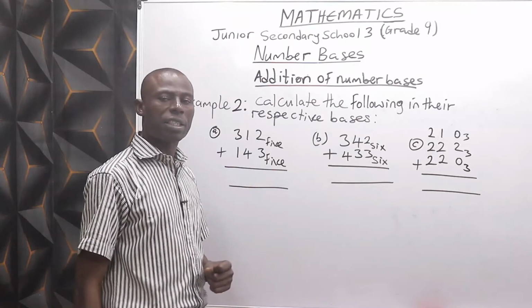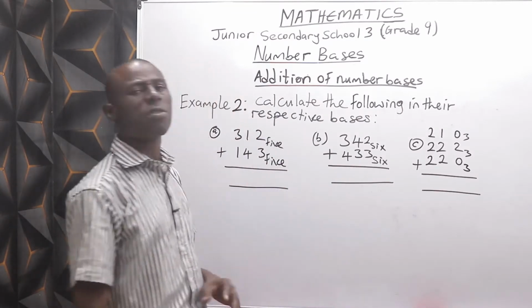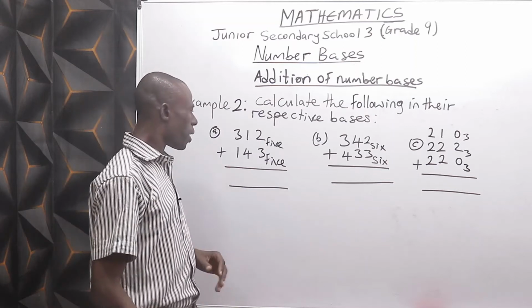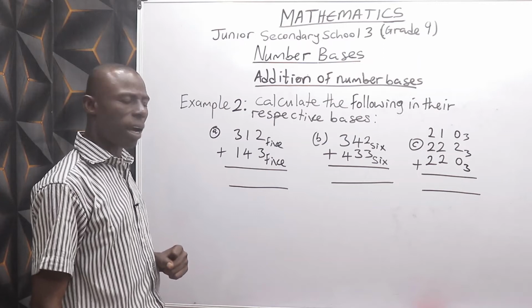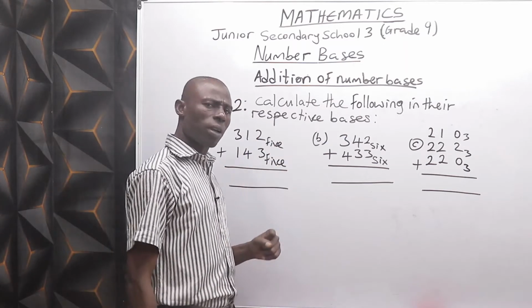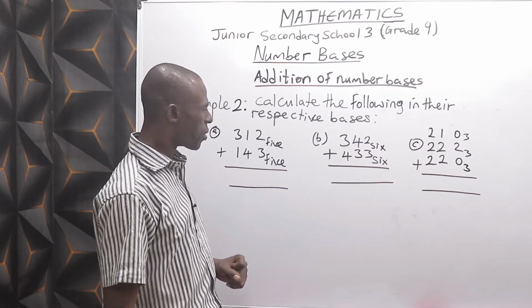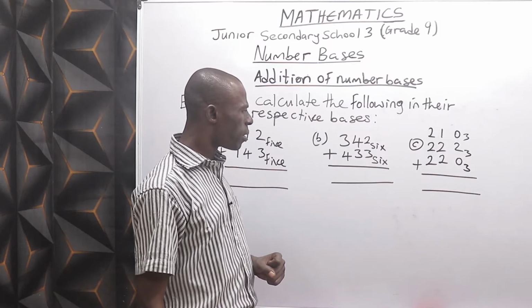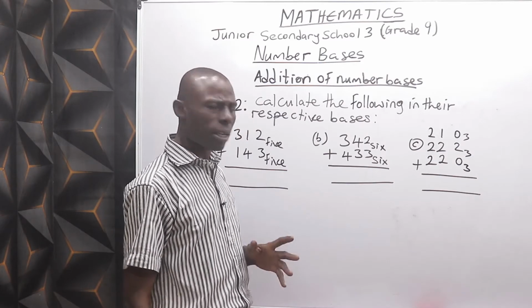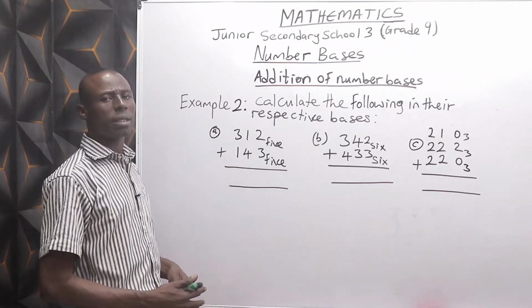Now let's consider example 2. Calculate the following in their respective bases. Question A, 312 base 5 plus 143 base 5. Question B, 342 base 6 plus 433 base 6. Question C, 210 base 3 plus 222 base 3 plus 220 base 3. Let's start with the first one.